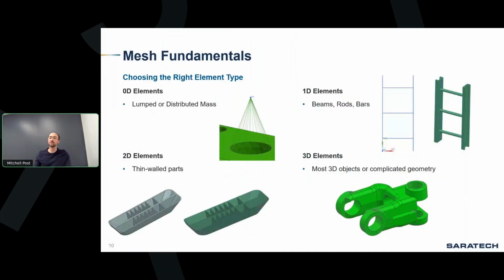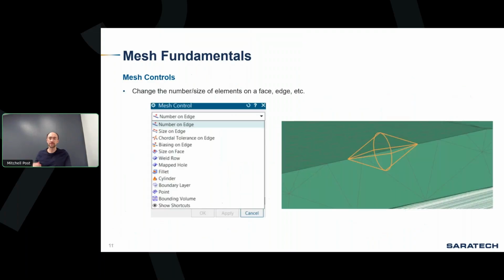So moving on to mesh fundamentals. 0D elements are lumped or distributed masses. 1D elements are beams, rods, bars, pipes, anything like that. 2D elements are mainly for thin-walled parts, but you can use it on any face. And then 3D elements are your standard meshing for 3D objects or complicated geometry.